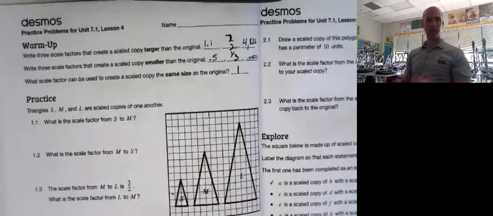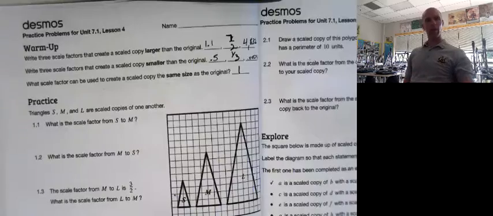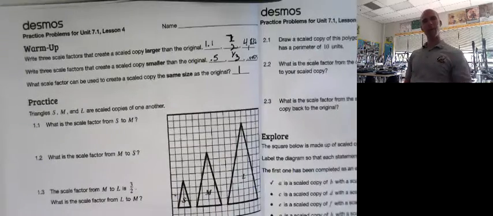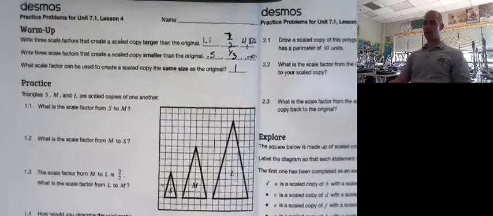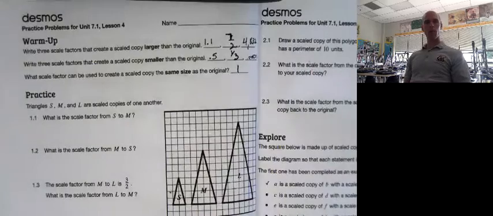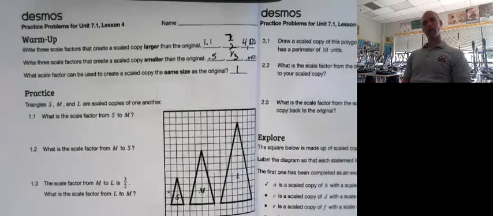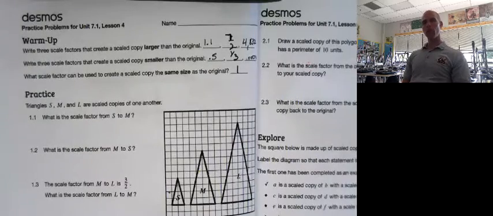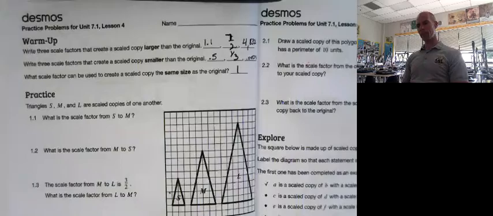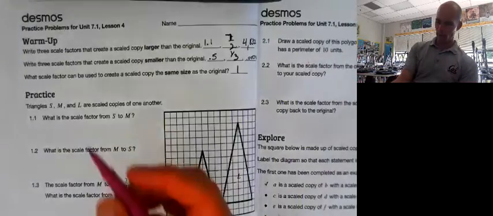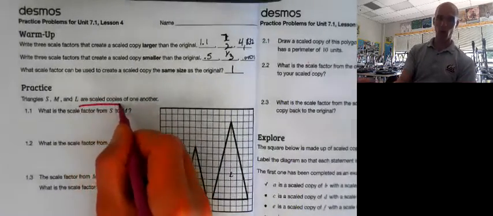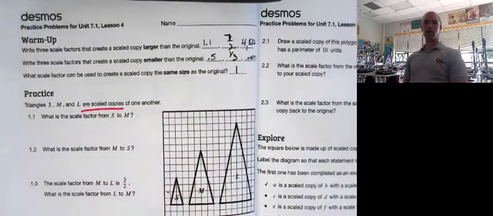All right, the next part says, triangles S, M, and L are scaled copies of each other. What is the scale factor from S to M? So I guess small, medium, large is the idea here. Well, normally you would want to count all the sides, right? And check all the ratios between them. But luckily we don't have to do that because we're being told they are scaled copies of each other.